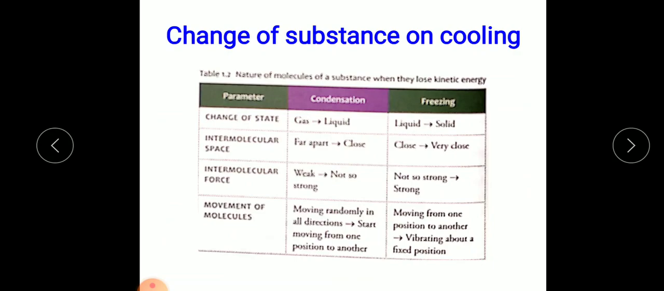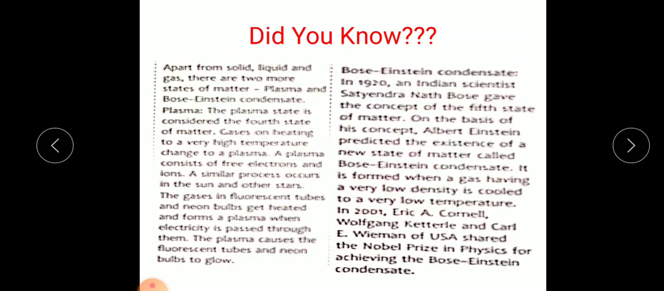Intermolecular force in condensation goes from weak to not so strong, and movement of molecules in condensation goes from moving randomly in all directions to moving from one position to another, whereas in freezing, it goes from moving from one position to another to vibrating about a fixed position. So today we will see the law of conservation of mass, but before that we need to understand one important fact.